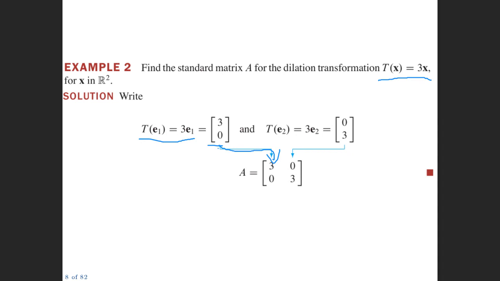And our transformation maps E2 to 3E2, or the vector (0, 3). So that tells us that the second column of our matrix must be (0, 3). And then we're finished. That's all we need to do.